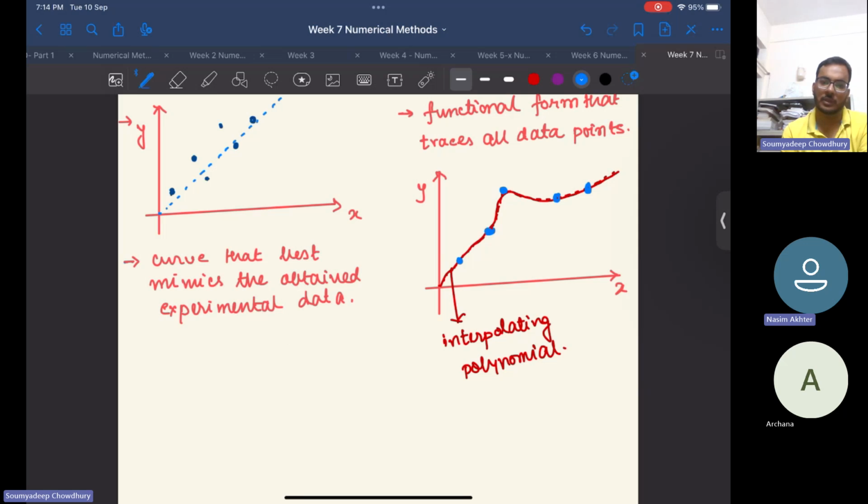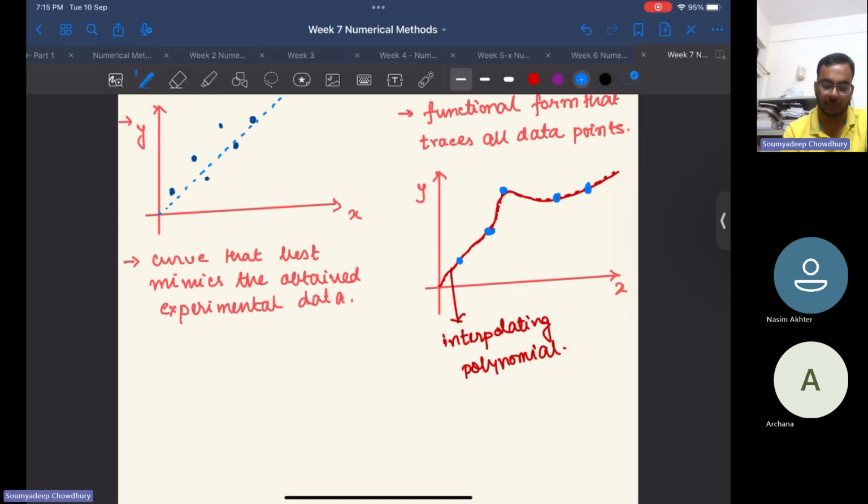Yes, but what about interpolation? What is the interpolating polynomial doing? In interpolation, just suppose the points are very far apart, so it will pass through every point. So it will look very complicated. So that's why it's not good.